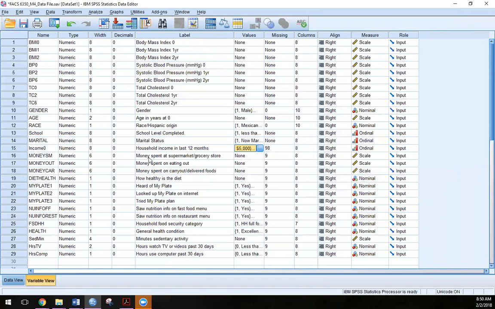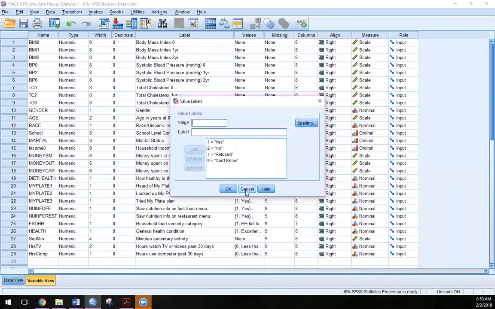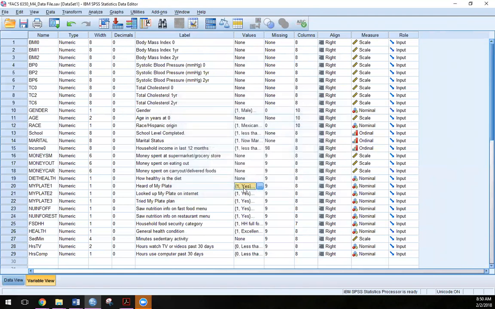Money spent, so the money spent on the supermarket, money spent on eating out, those are just raw numbers. And then heard of MyPlate, we asked them a question and it says, have you ever heard of MyPlate? And 1 was yes and 2 was no. So it would be really easy to do a study or analysis where you use those as your groups and did an independent test to look at maybe the total cholesterol at baseline between people that had heard of MyPlate and people that hadn't.